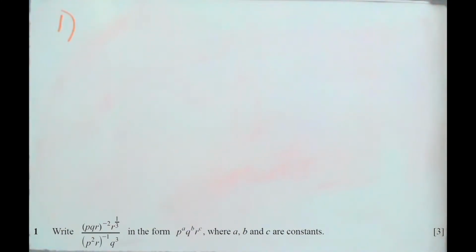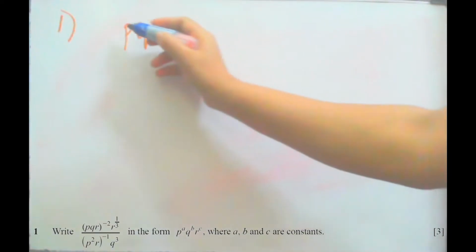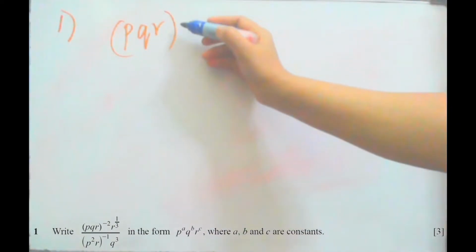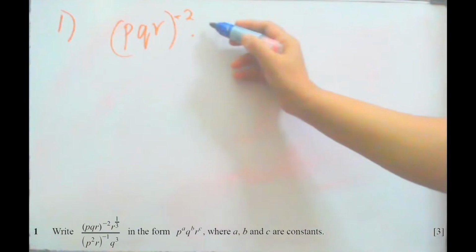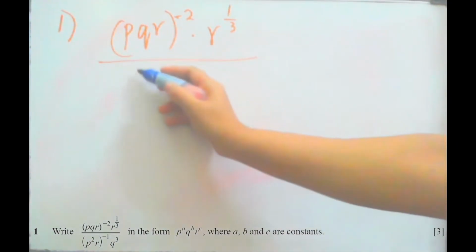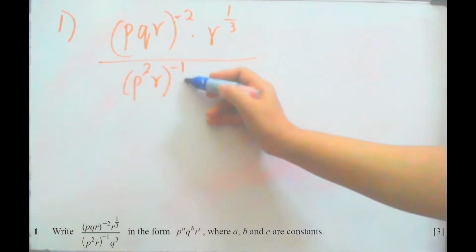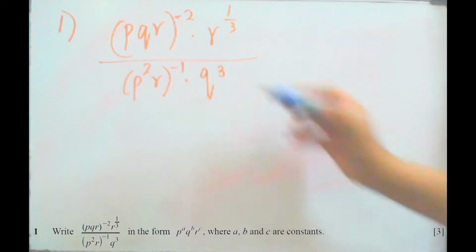A fraction is given in P, Q and R. We have to write this in the form P power A, Q power B, R power C, where A, B, C are constants. So the given expression is (PQR) whole power minus 2, multiplied with R power 1 over 3, divided by (P squared R) whole power minus 1, multiplied with Q power 3.